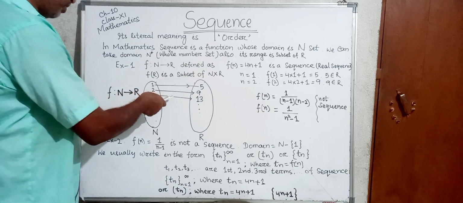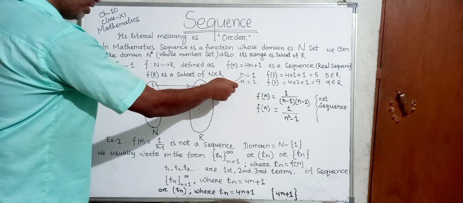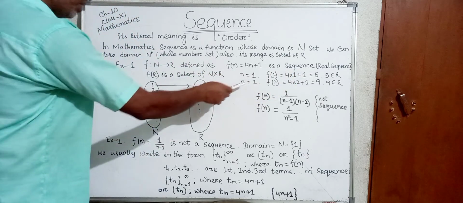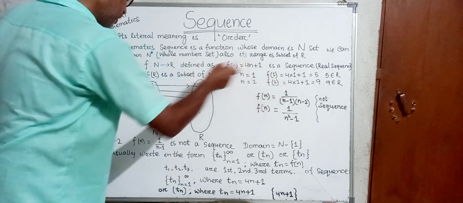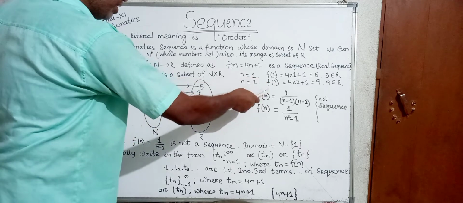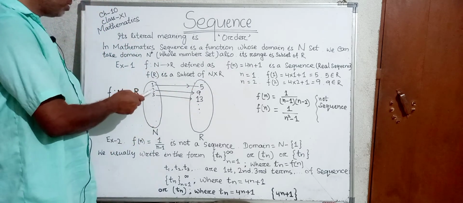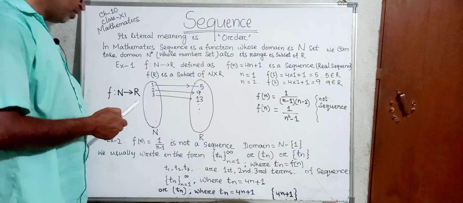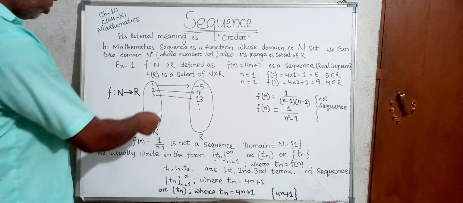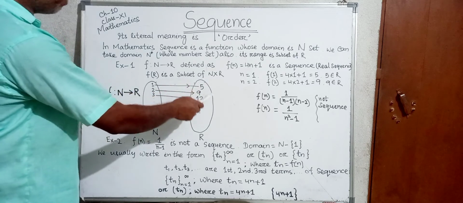In a diagram you see, when n is equal to 1, f(1) will be 5. When n is equal to 2, f(2) is equal to 9. When n is equal to 3, putting the value 3, 4 into 3 is 12 plus 1, that is 13. Similarly, you can put other values. It is a sequence because the domain is the N set and the range is a subset of the real number set.